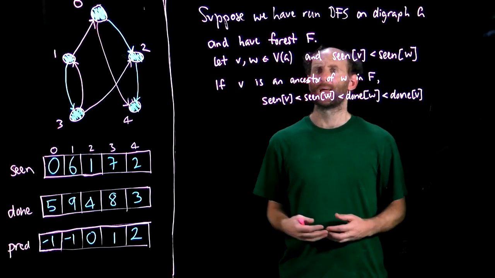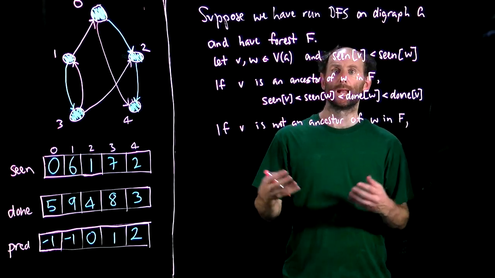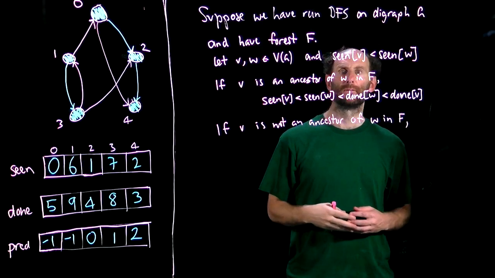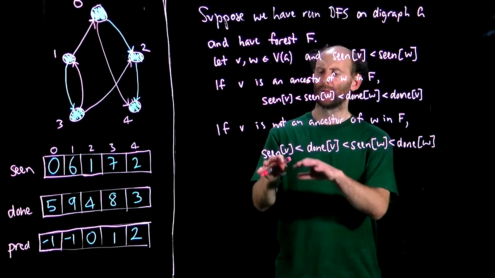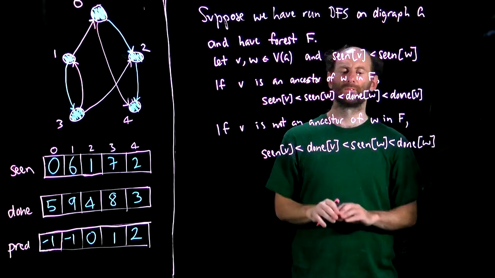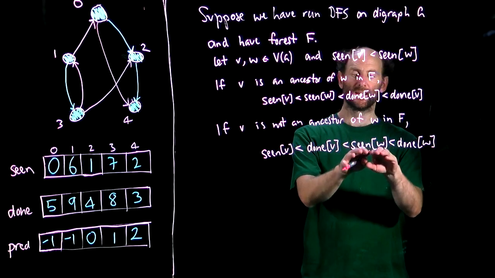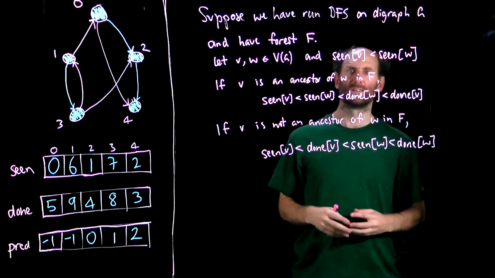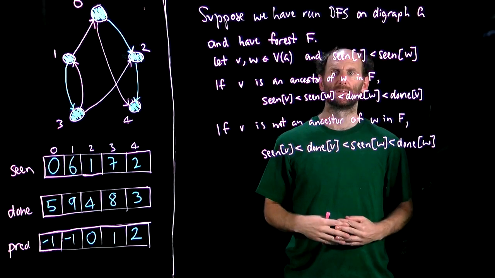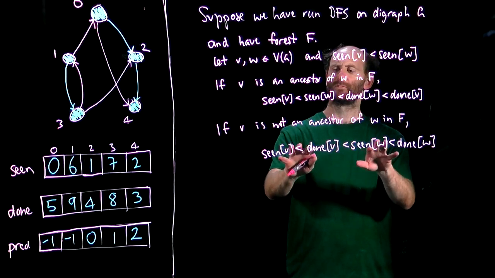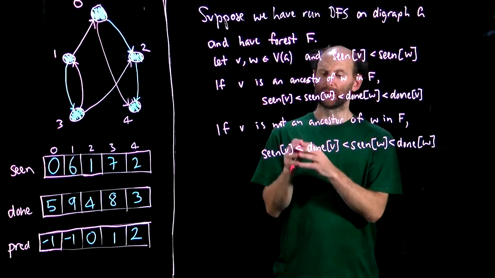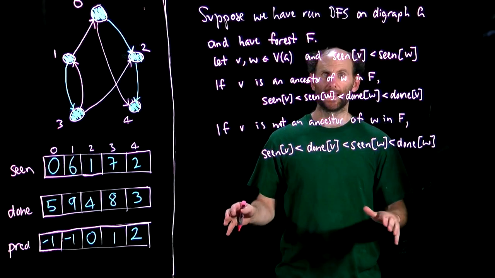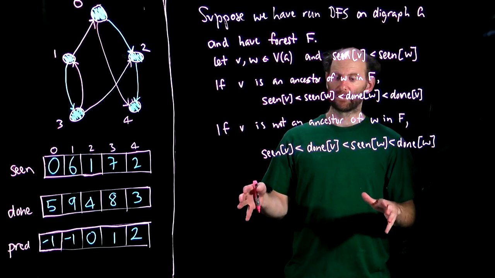Similarly, there's another statement. If V is not an ancestor of W and vice versa, then the statement here is that we'll be seen and done with V before we see W, and then obviously done with W will come last. Again, that statement should be fairly obvious from the recursive nature. We explore the subtree below V completely before turning everything black.